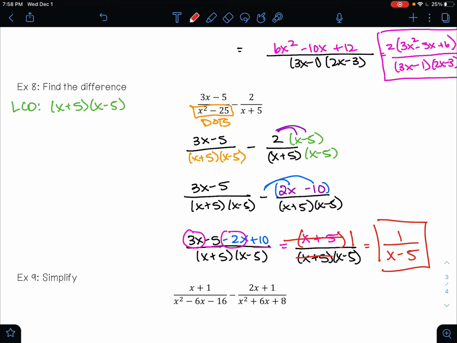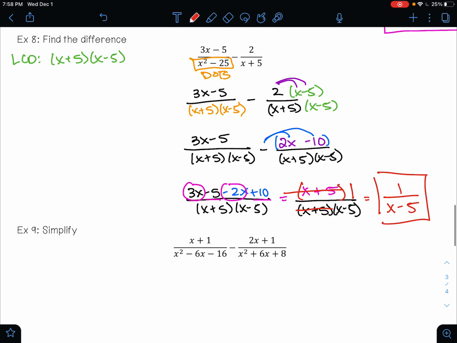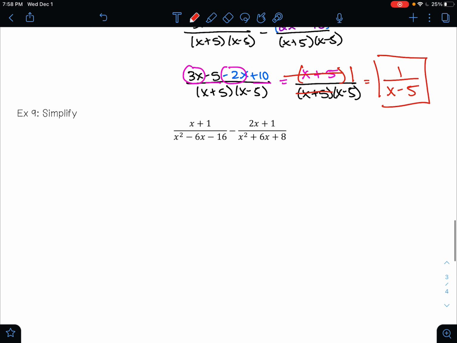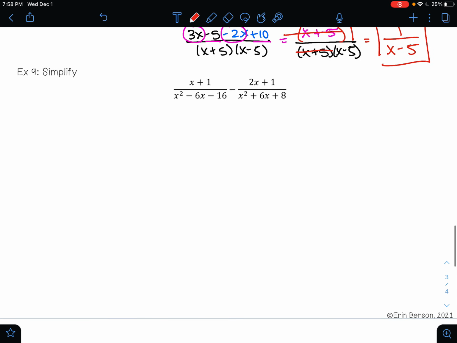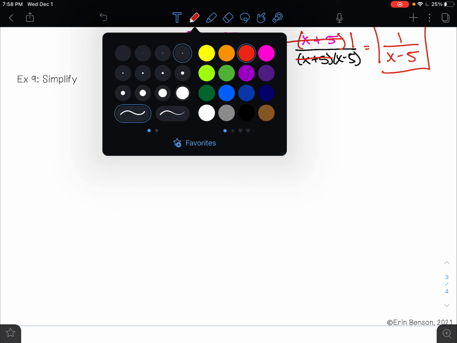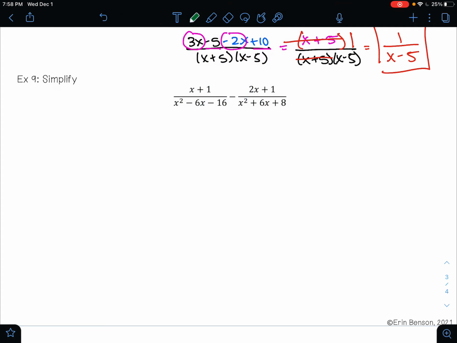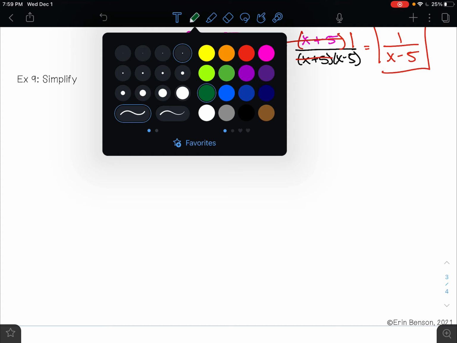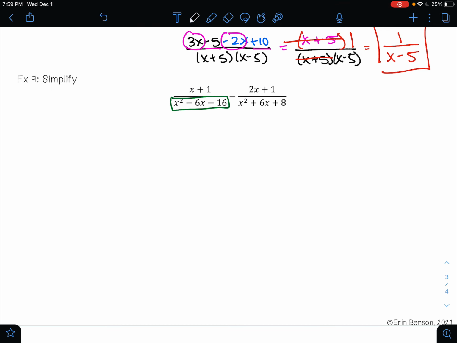And on my last example, I have x plus 1 over x squared minus 6x minus 16 minus 2x plus 1 over x squared plus 6x plus 8. The first thing that you want to do here is factor your denominators. So in my first fraction, I'll write it right here.